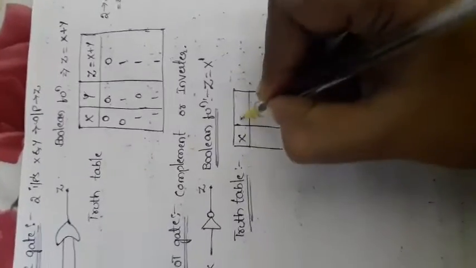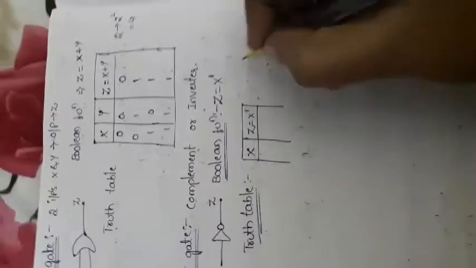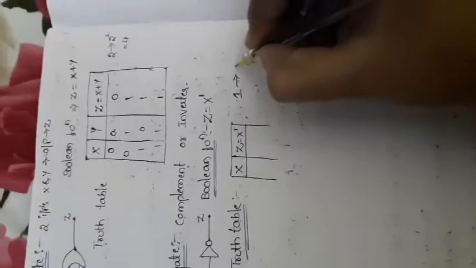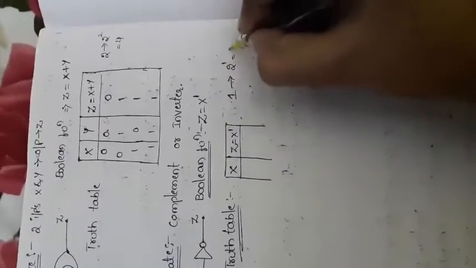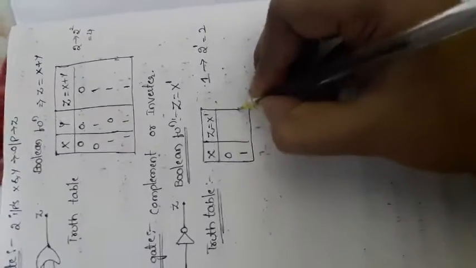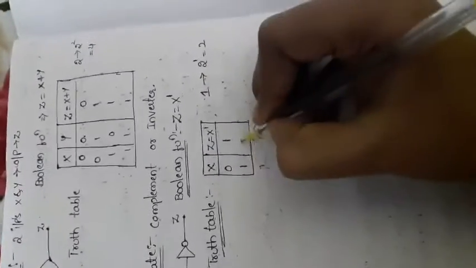So the input is x and z is equal to the output function. Here we are having a single input, one input. One input means how many combinations are we getting in total? Two combinations, that is nothing but 0 and 1. So the complement of 0 is 1, and the complement of 1 is 0. It is just an inverter, which means 0 changes to 1 and 1 changes to 0. Here we are taking the input variable as x and the output variable we can represent as z.